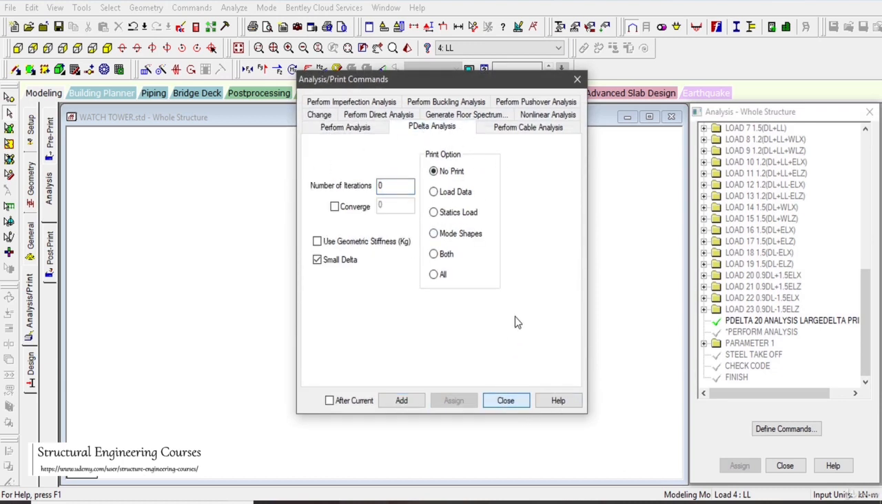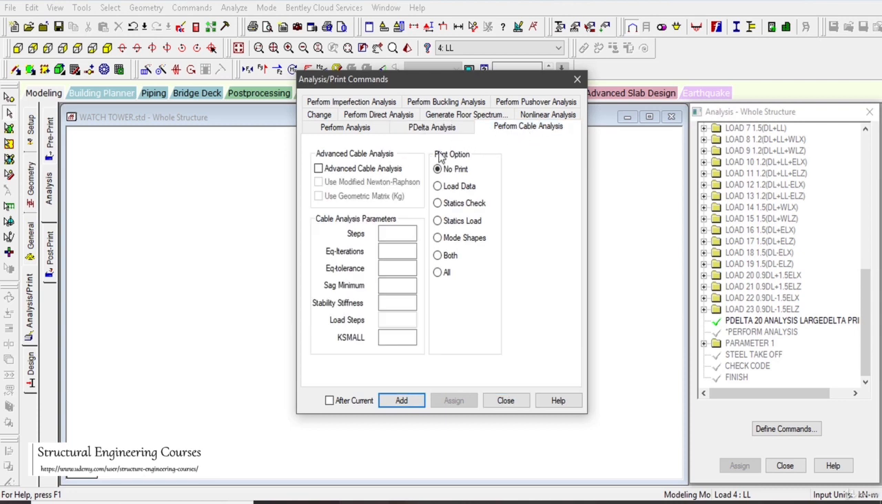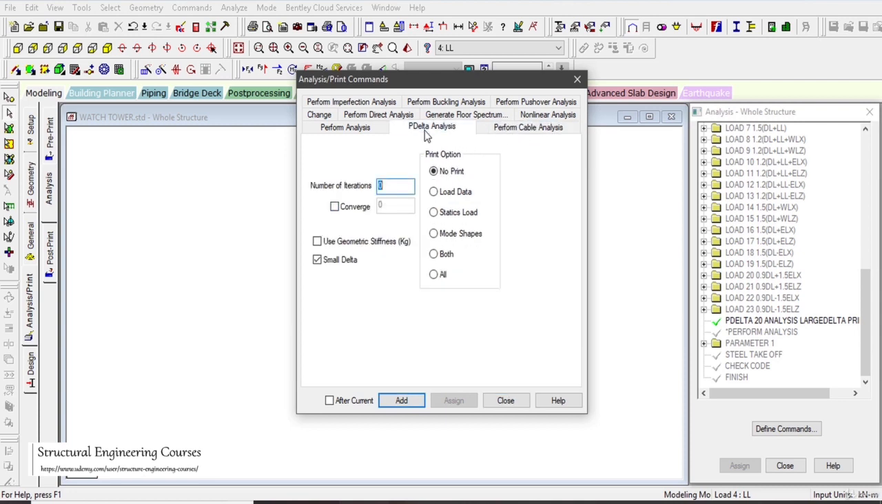And the second thing is, while analyzing, always go with the P delta analysis, that is the second order elastic analysis. So up to this lecture, you have learned how we can perform the cable analysis, how we can perform the advanced cable analysis, and how we can do the P delta analysis. Similarly, we can also enter the small delta. In small delta, it also considers the geometric imperfection of the structural steel member. But big P delta is much more dominant as compared to the small P delta.